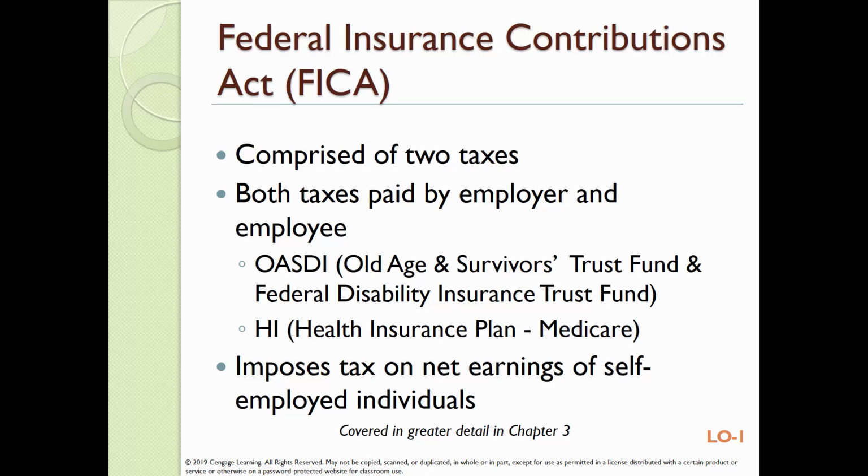Then whoever you work for puts in another 6.2%. So you've got a total of 12.4% of every dollar you earn going into the Social Security system. Medicare, or HI, health insurance, is 1.45%.